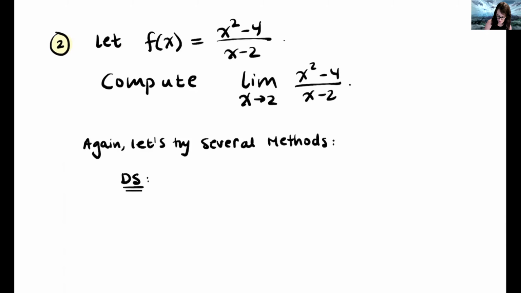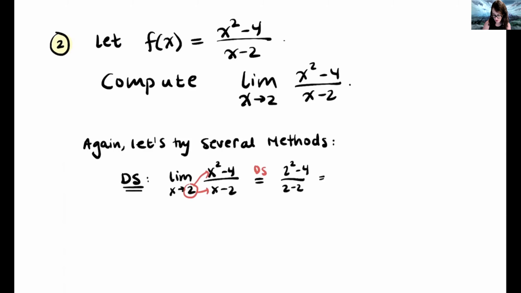Okay, so if we are going to use direct substitution, what we will say is, if I'm finding this limit, over the equal sign we're going to write ds to show that we're plugging in the 2 for x. This 2 is going into x here and here. So we'll have 2 squared minus 4 over 2 minus 2. That's 4 minus 4 over 2 minus 2. And so that's 0 over 0.